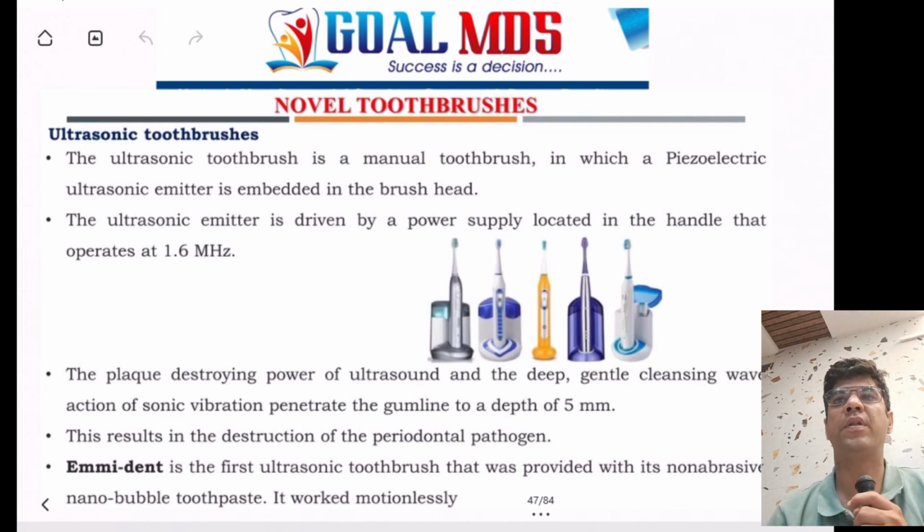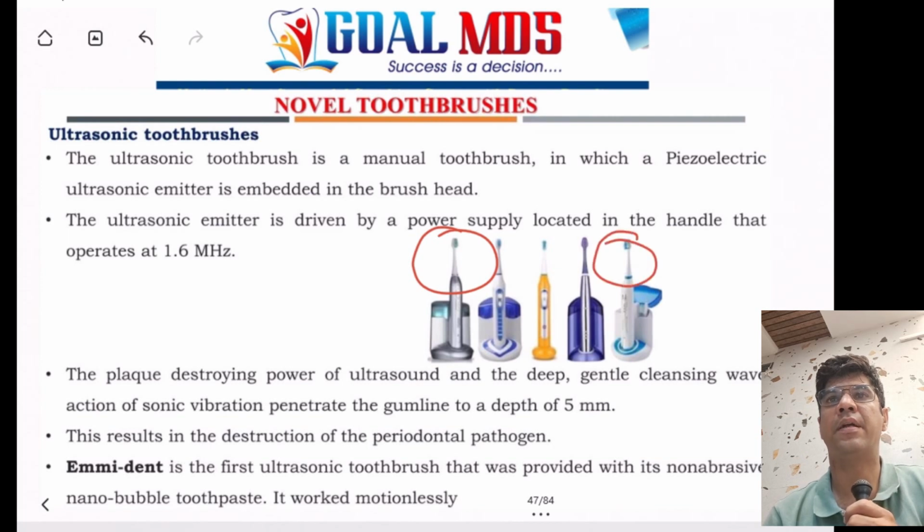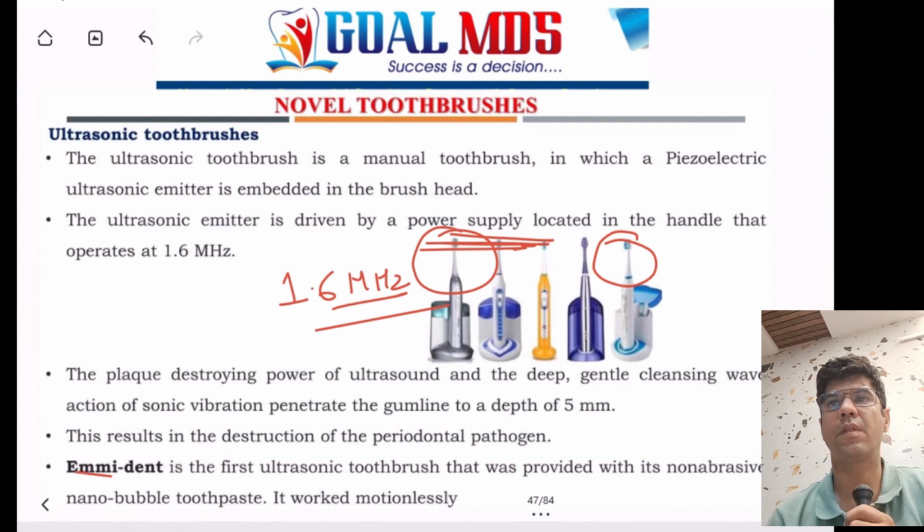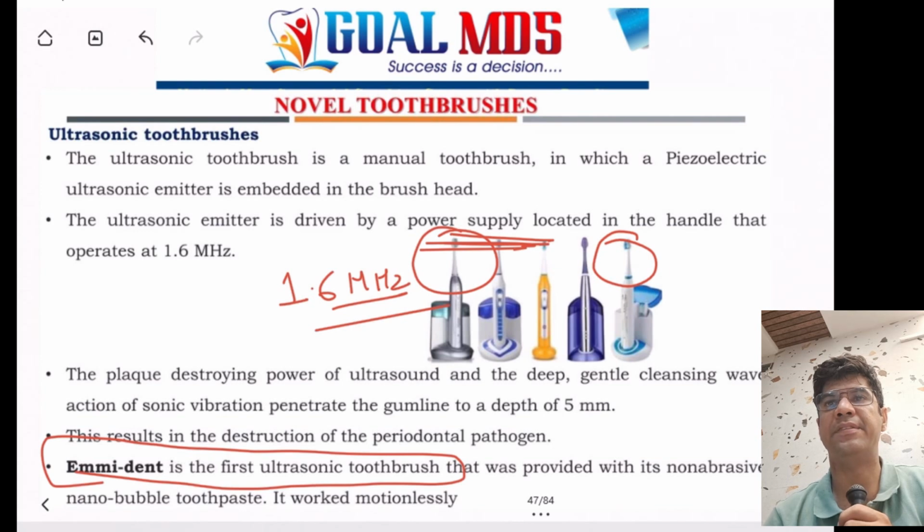Other are the ultrasonic brushes. They have a piezoelectric ultrasonic emitter that is embedded in the brush head. It is driven by a power supply that operates at 1.6 megahertz. Ameident is the first ultrasonic brush.